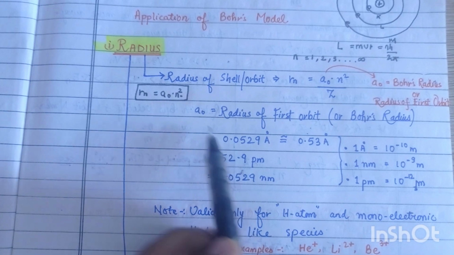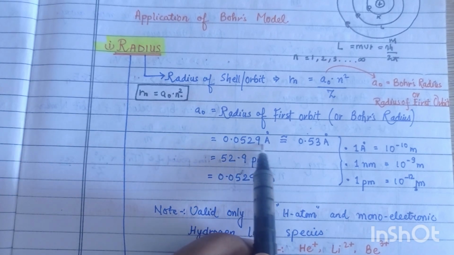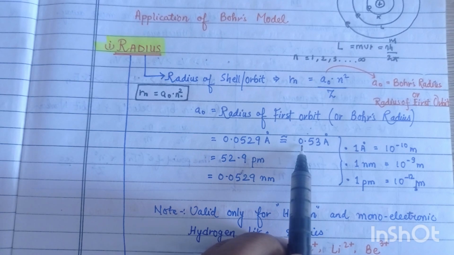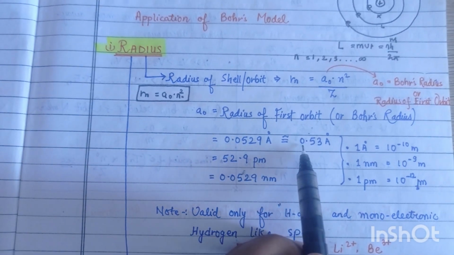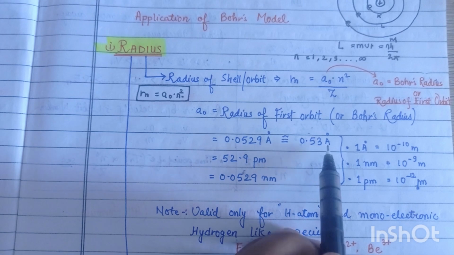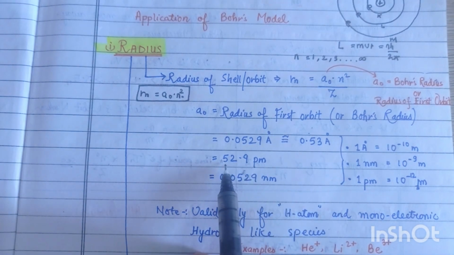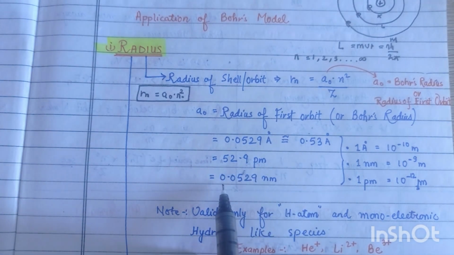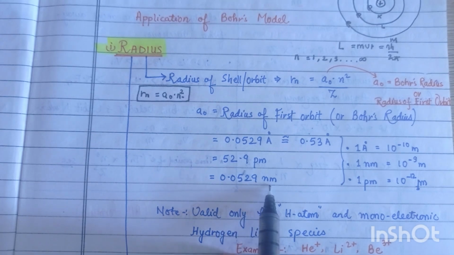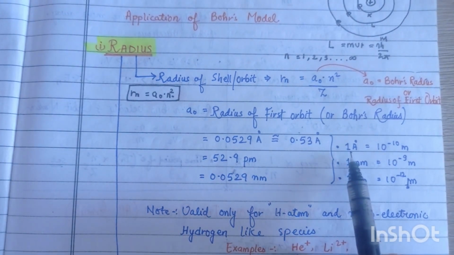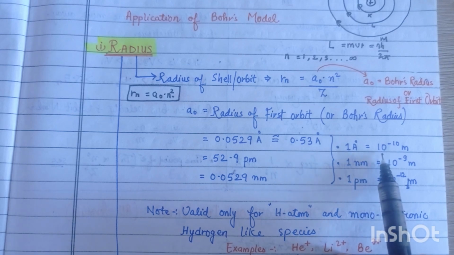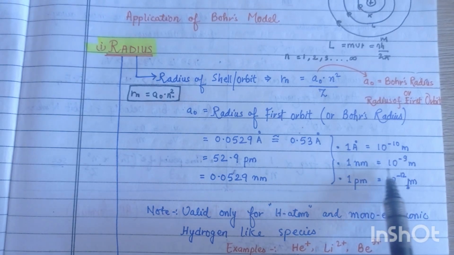The radius of the first orbit, that is a0, is 0.0529 nanometer, or I can write for easy calculation 0.53 angstrom. Also in picometer we can write 52.9 picometer. I think you all know from physics that 1 angstrom is equal to 10 to the power minus 10 meter, 1 nanometer is equal to 10 to the power minus 9 meter, and 1 picometer is equal to 10 to the power minus 12 meter. Okay, remember this formula. You can also take the screenshot.